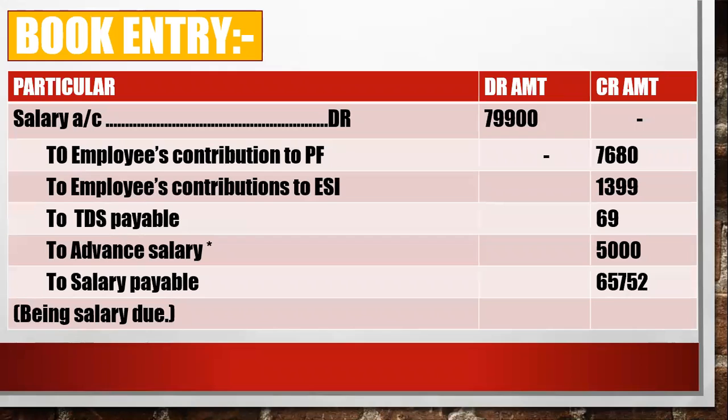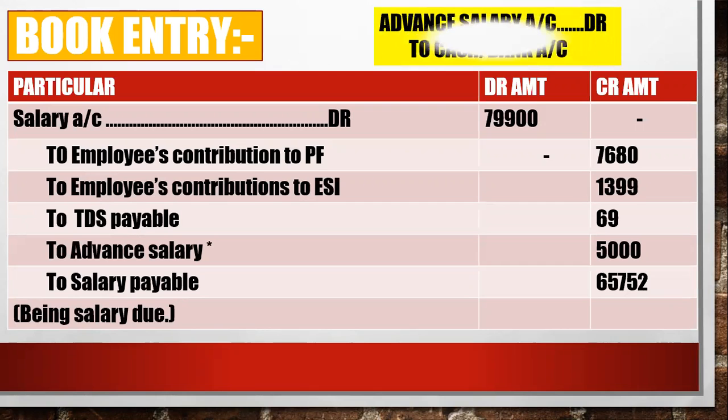TDS payable 69, advance salary 5000 and salary payable 65,752. You can take a round off also, here as the balancing figure. Okay, this is the book entry. So now you have to make the payments one by one. So we'll start with employee contribution to PF.